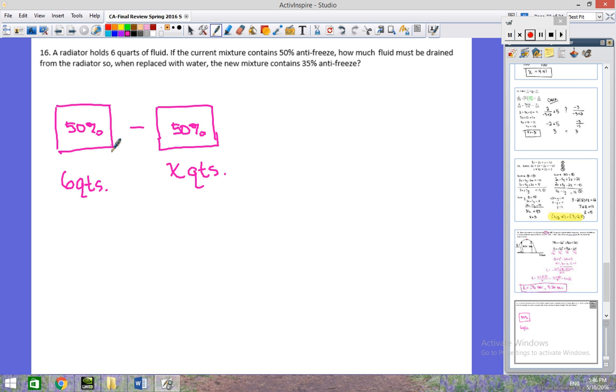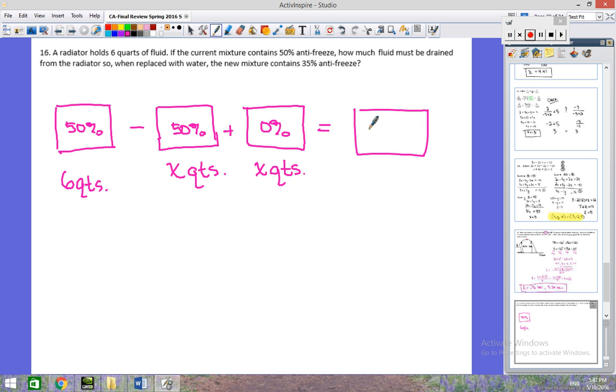Opening up the drain and draining it out isn't changing the concentration. But when we go to refill that radiator and we add pure water, water doesn't have any antifreeze. Whatever we drain out, we're going to refill, and then that's going to dilute it. That 50% is going to go down to, it says, 35%. And when we refill it, we're back up to 6 quarts.